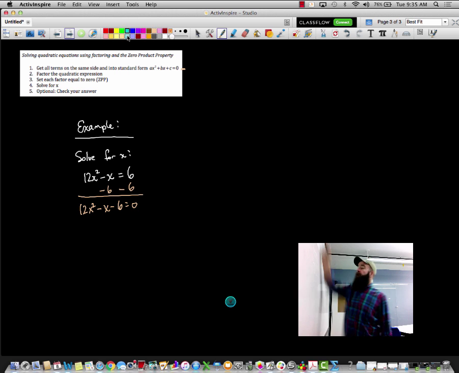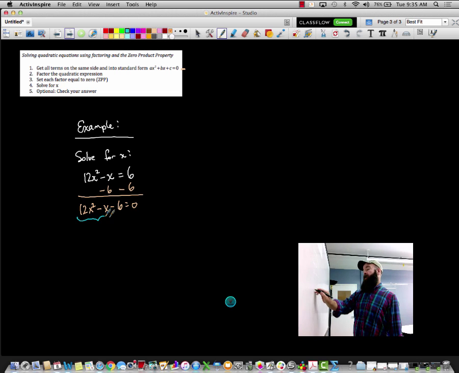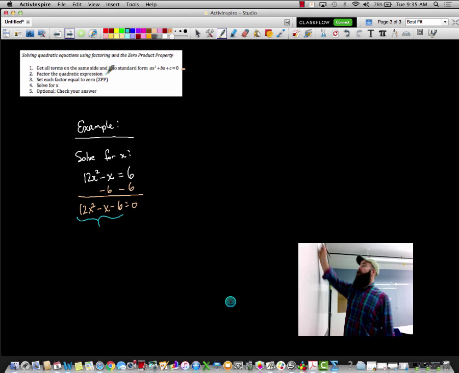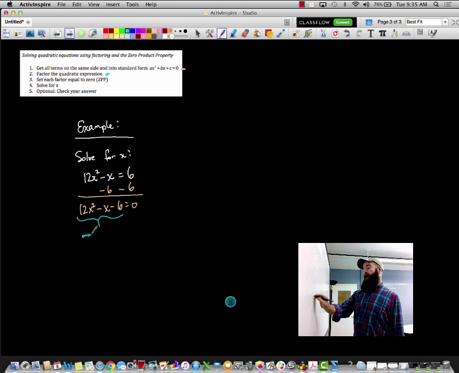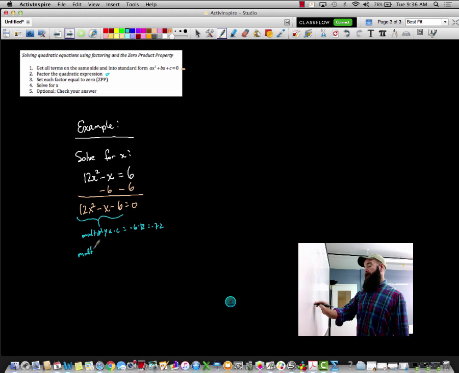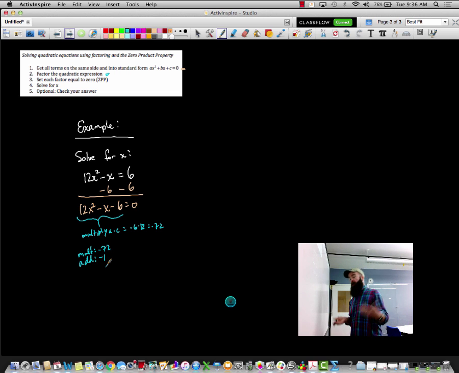Second step, factor the quadratic expression. So to factor this expression, I'm going to multiply A and C. That will give me negative 72. And I want two numbers that multiply to give me negative 72 and add to give me negative 1. So they multiply to be negative, so opposite signs. They add to be negative, so the bigger one has to be negative.